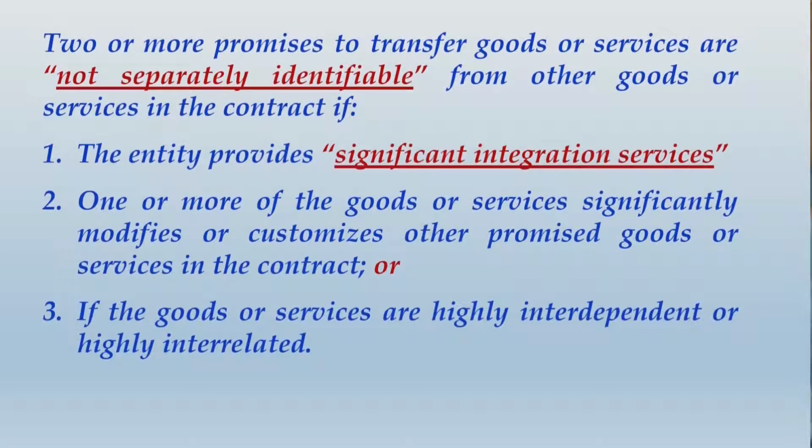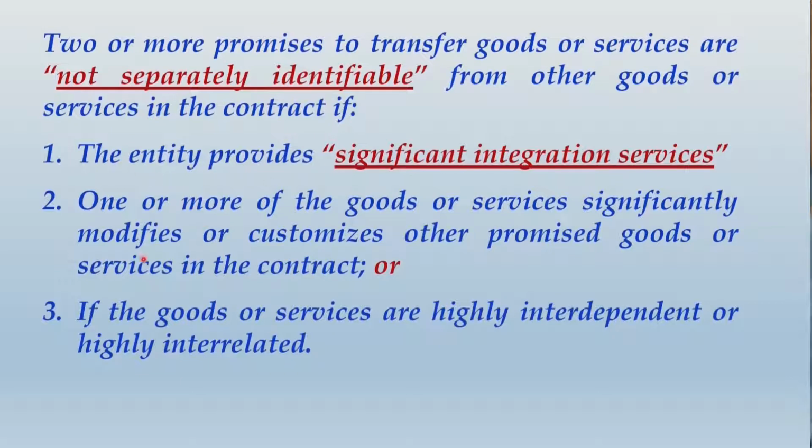Friends, notice one thing over here, the word or placed between these conditions, that means if any one condition out of these three gets fulfilled, the goods will not be separately identifiable. That means for separate identifiability, all these conditions should be revoked.